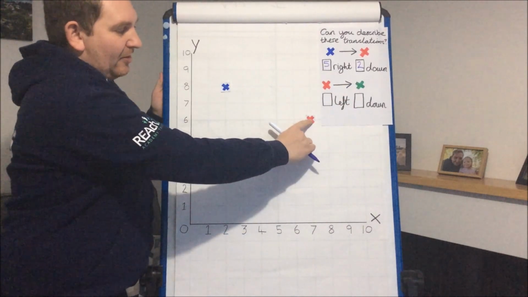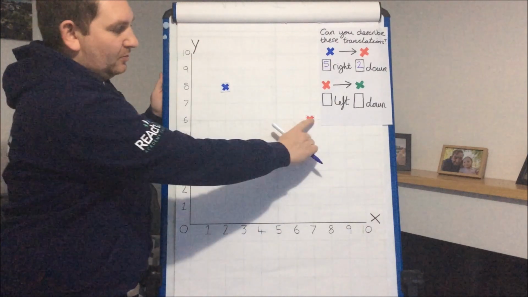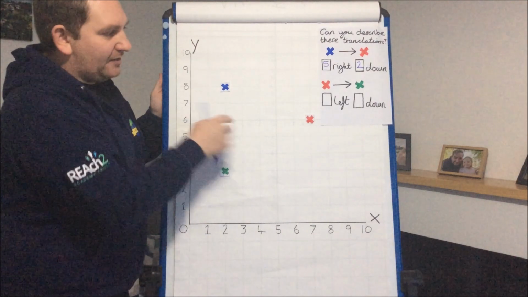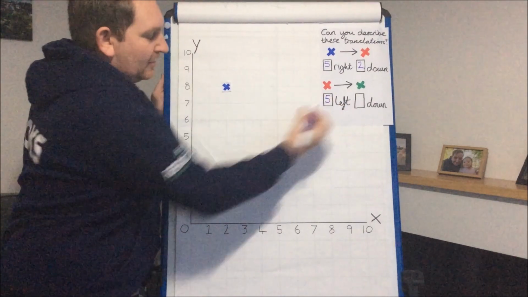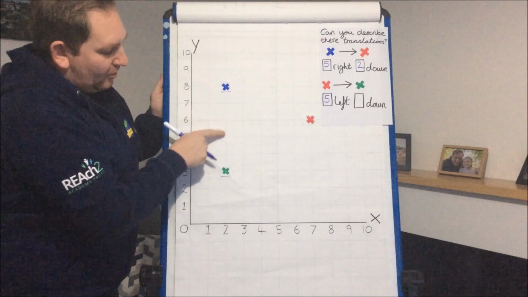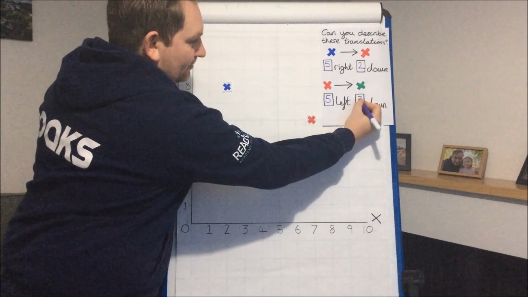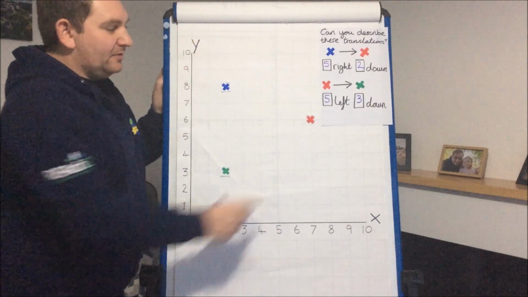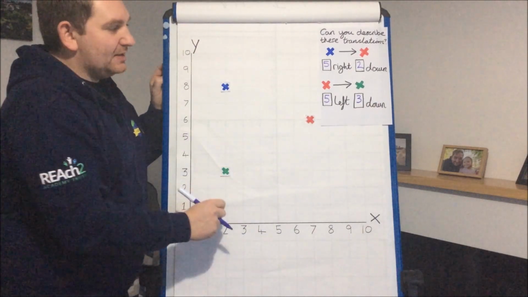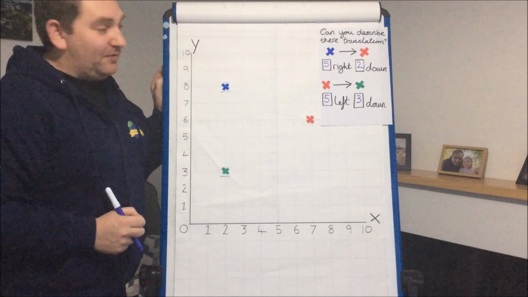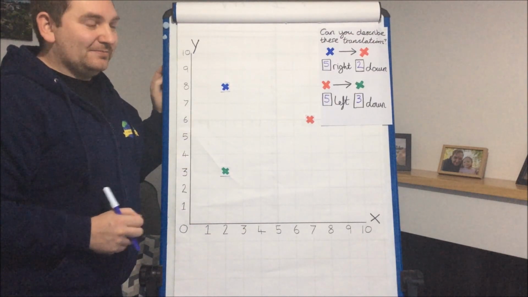So to move from red to green, we have moved 1, 2, 3, 4, 5 spaces to the left, and we have moved 1, 2, 3 spaces down. So our translation for the red point to the green point is 5 left, 3 down. If you got this correct, well done.